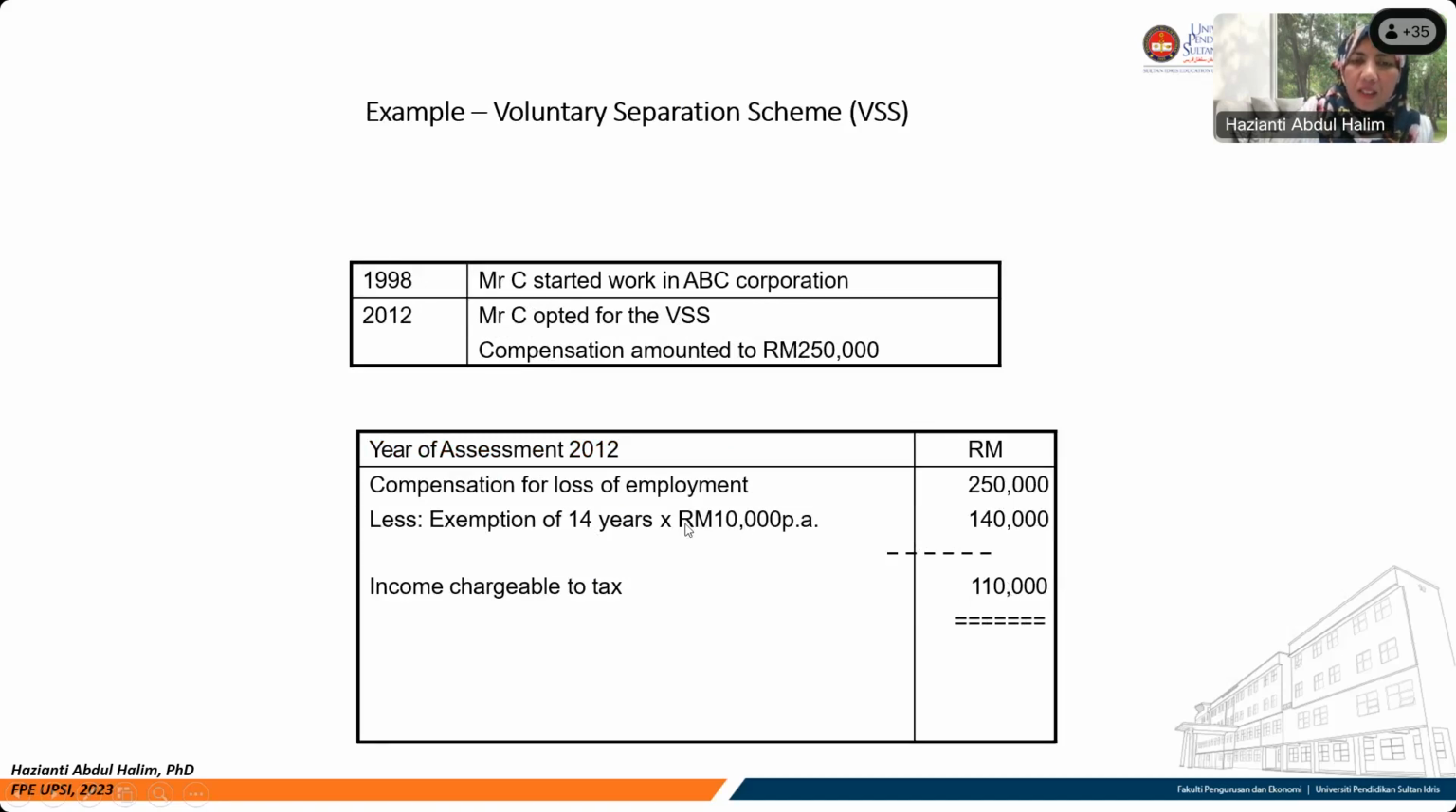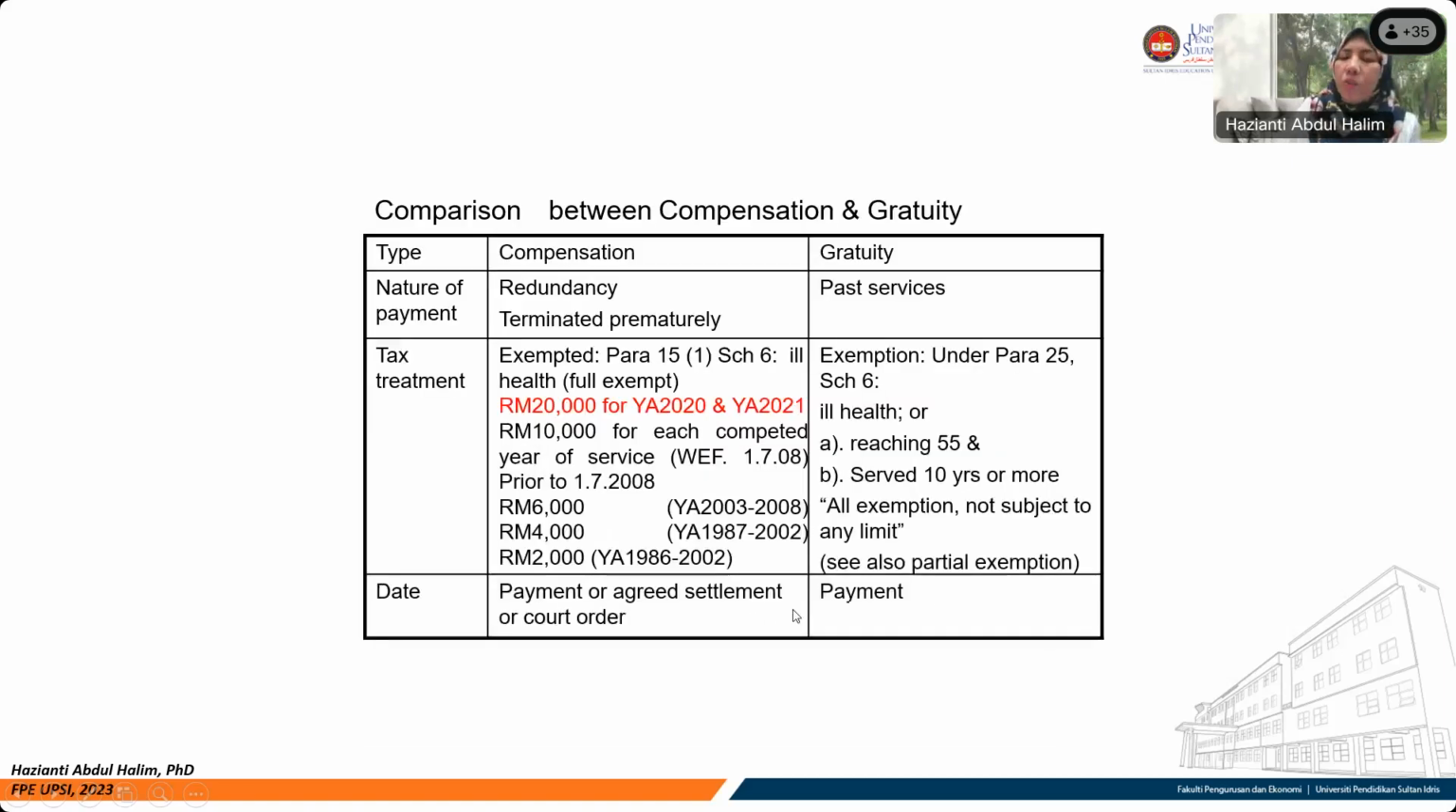Macam tadi saya kata, the exemption sekarang kalau 2020 and 2021 naik jadi 20,000. So bila dekat sini naik, dekat sini pun naik lah. So bila dekat exemption ni lebih, the income chargeable to tax would be lesser to relieve the burden of those yang retrenched ni. So this is the comparison between compensation and gratuity.